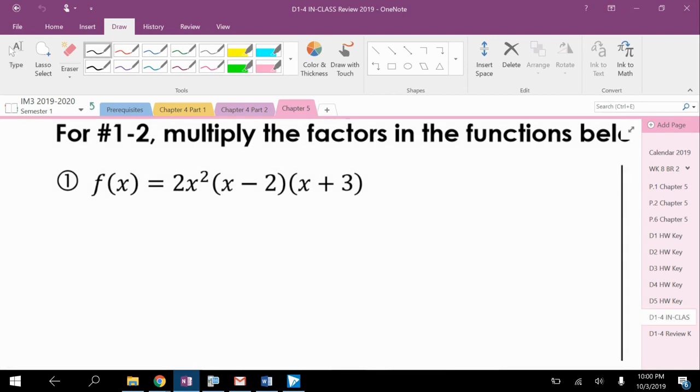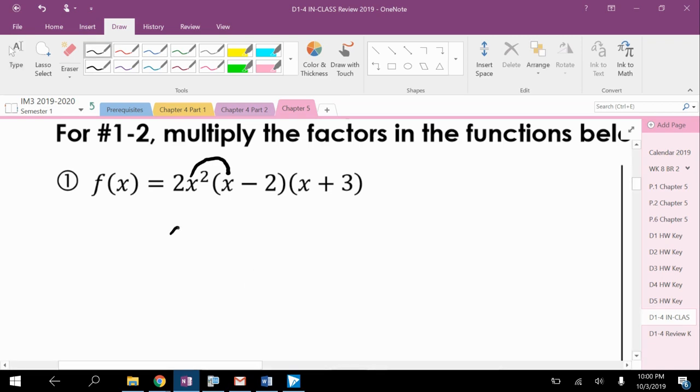So this very first one, it says multiply the factors of the function below. So that's in standard form. So we need to go ahead and distribute here. So what does it mean to distribute? That just means to multiply. So I'm going to go ahead and do 2x squared times x. Well, when you multiply x squared and x, you get x cubed because 2 plus 1 gets you 3.